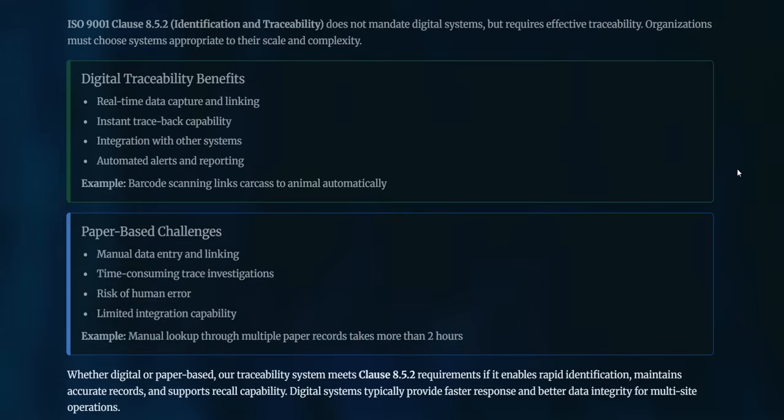Now, whether it's digital or paper-based, whatever traceability system you are using, you are meeting clause 8.5.2 requirements if your system enables rapid identification, maintains accurate records, and supports recall capability. Remember that. So digital systems typically provide faster response and better data integrity for multi-site operations or complex operations.